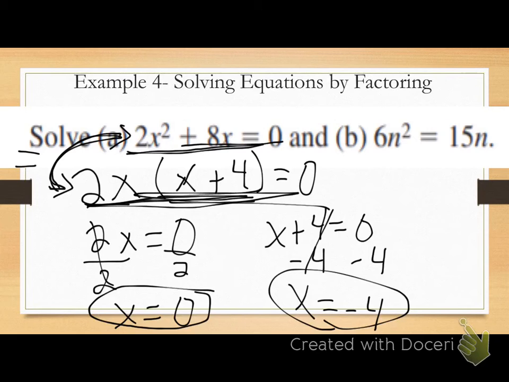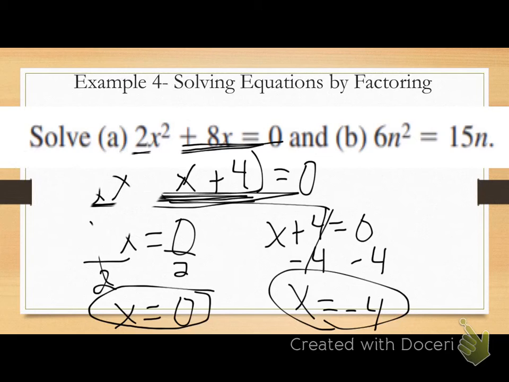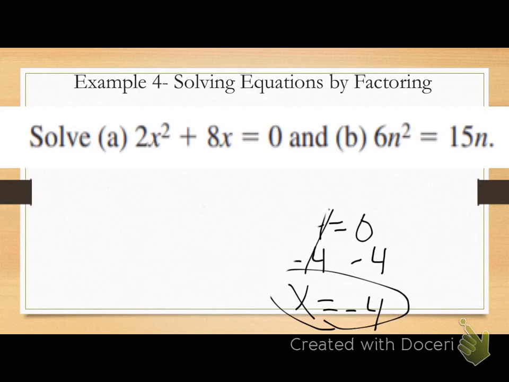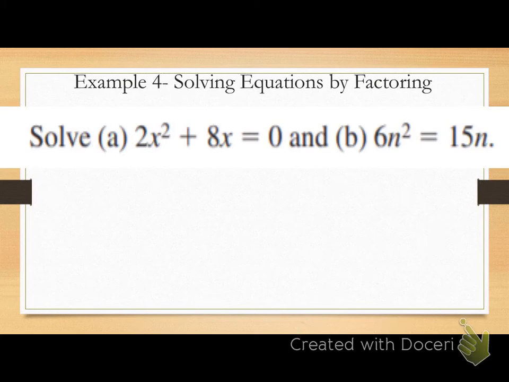Nope. Can I erase and move to B? Yes. We okay with this so far? Yes. Oh, that was just one equation. Yep, we're on letter B now. 6n squared equals 15n.